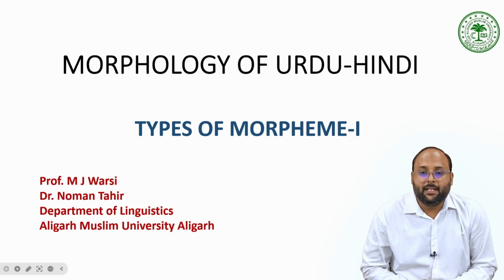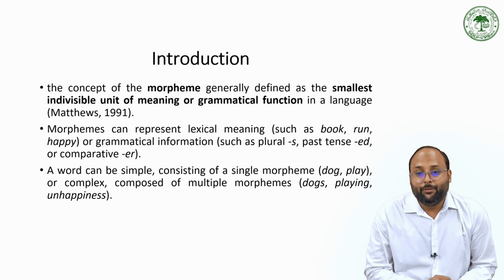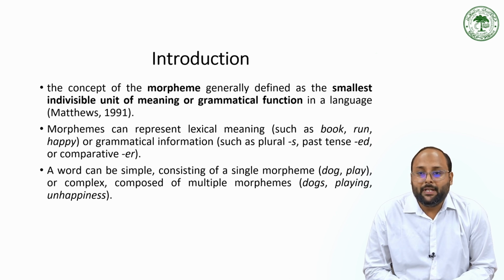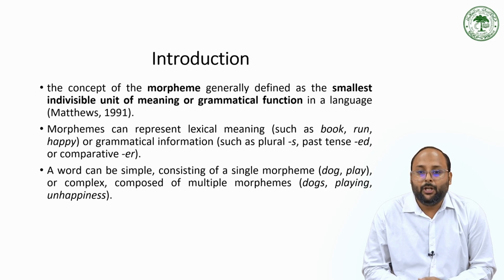In the previous lecture, we have already discussed the morpheme, morph, and allomorph. Now we are going to discuss the types of morphemes in detail. As we all know, the morpheme is the smallest indivisible unit of meaning or grammatical function. A morpheme can represent lexical meaning, like book, run or happy, or it can also represent grammatical information like the plural -s, past tense -ed or comparative -er.